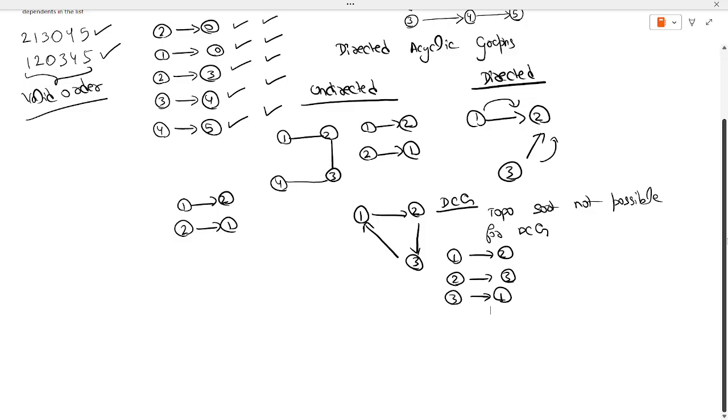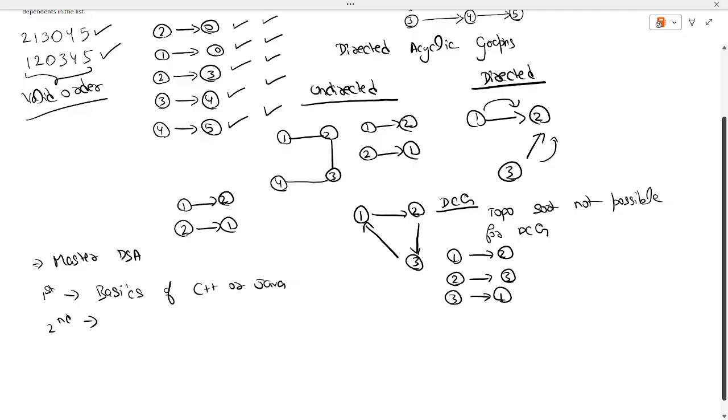Okay, so now let us understand a few applications of topological sort. Topological sort is used in those cases where there are dependencies between tasks. For example, you want to learn or master DSA. So first, you will learn the basics of a programming language like C++ or Java.